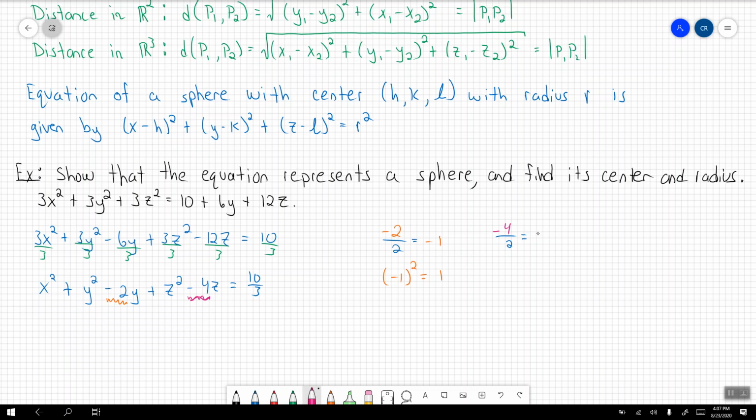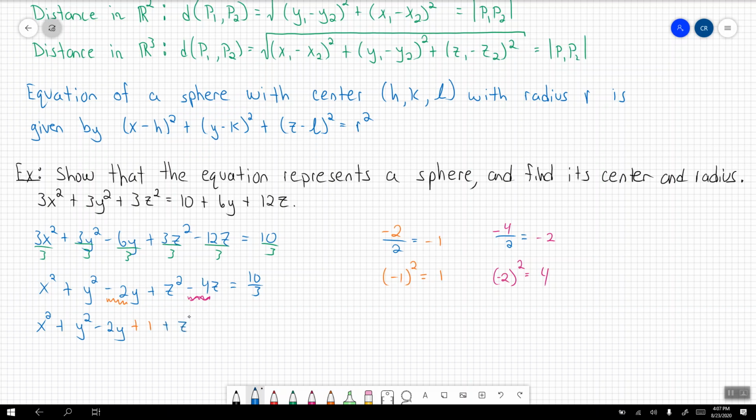That's now going to get me -2. Then I square that result to get me 4. And this is the term that I add to both sides. So when I'm writing here, I'm going to write x squared plus y squared minus 2y, and then I'm going to insert that value that I found for that coefficient, so that's plus 1.